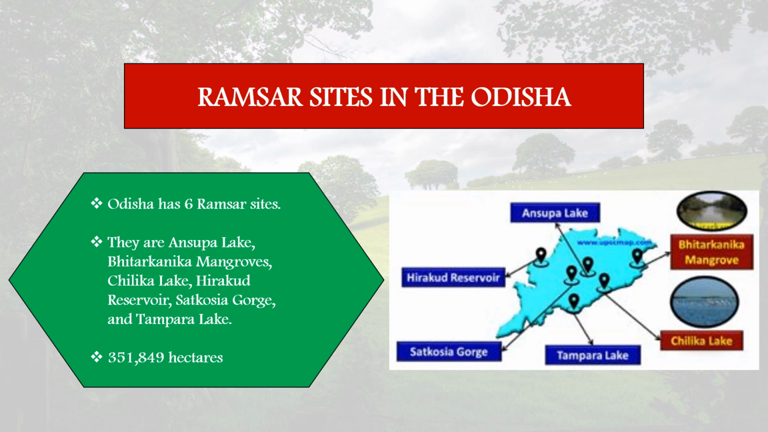Now we have Ramsar sites in Odisha. We have 6 Ramsar sites like Ansupa Lake, Bhitarkanika Mangroves, Chilika Lake, Hirakud Reservoir, Satkosia Gorge, and Tampara Lake. We will study about them one by one. In Odisha, the wetland coverage that is under Ramsar Convention as Ramsar sites is 351,849 hectares.